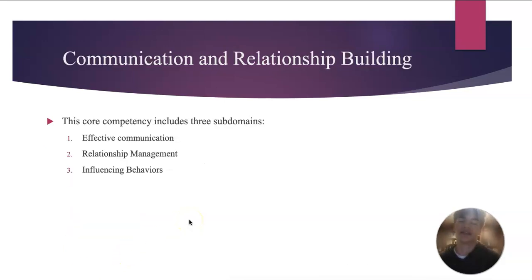First off, communication and relationship building. This core competency has 3 subdomains, which are effective communication, relationship management, and influencing behaviors. It is imperative that the DNP masters this first of the core competencies so that they are able to communicate with the other members of the healthcare team and patients, and build relationships with the patients and trust that they are doing the right thing for their care and being an advocate for them.